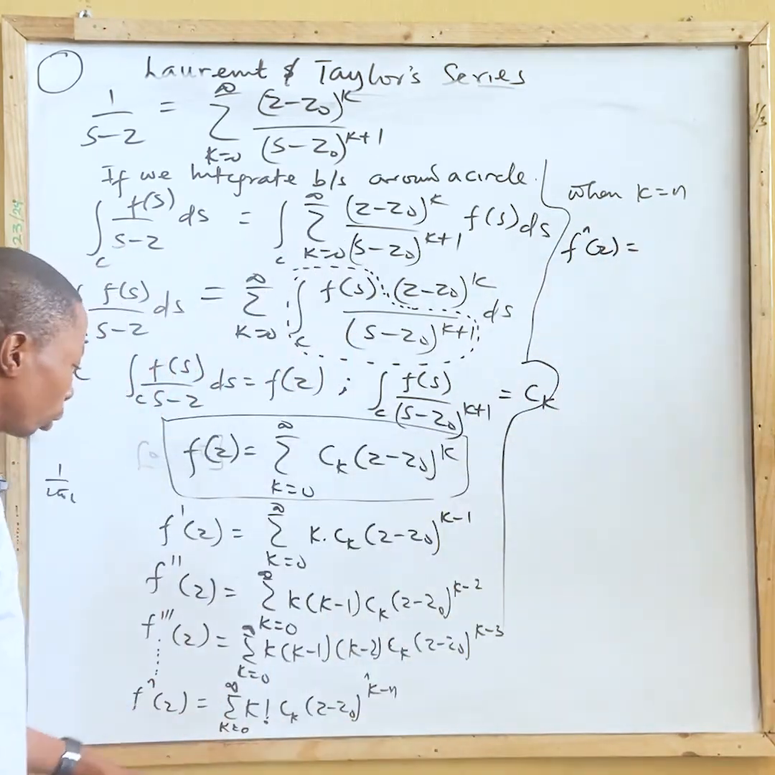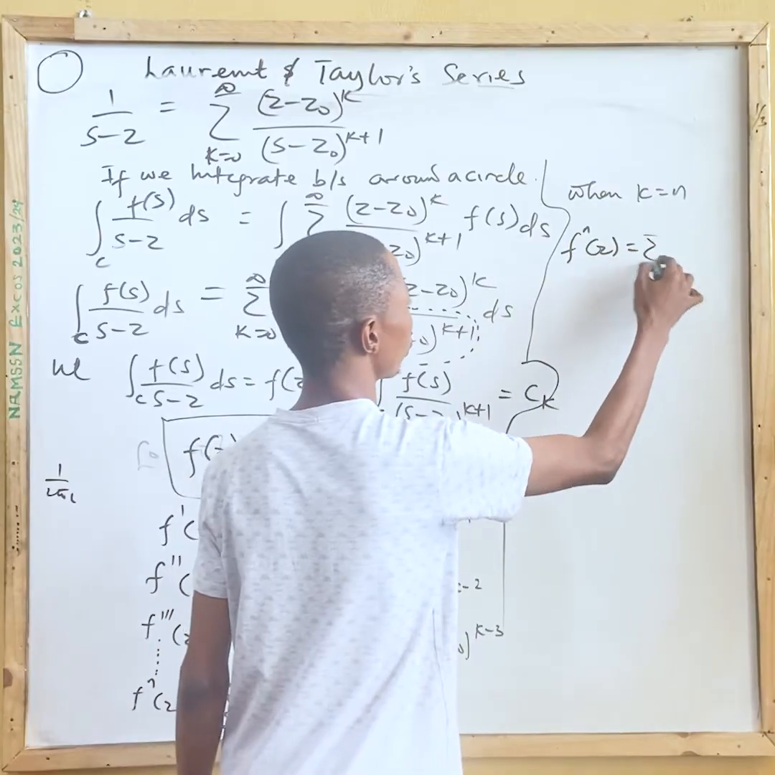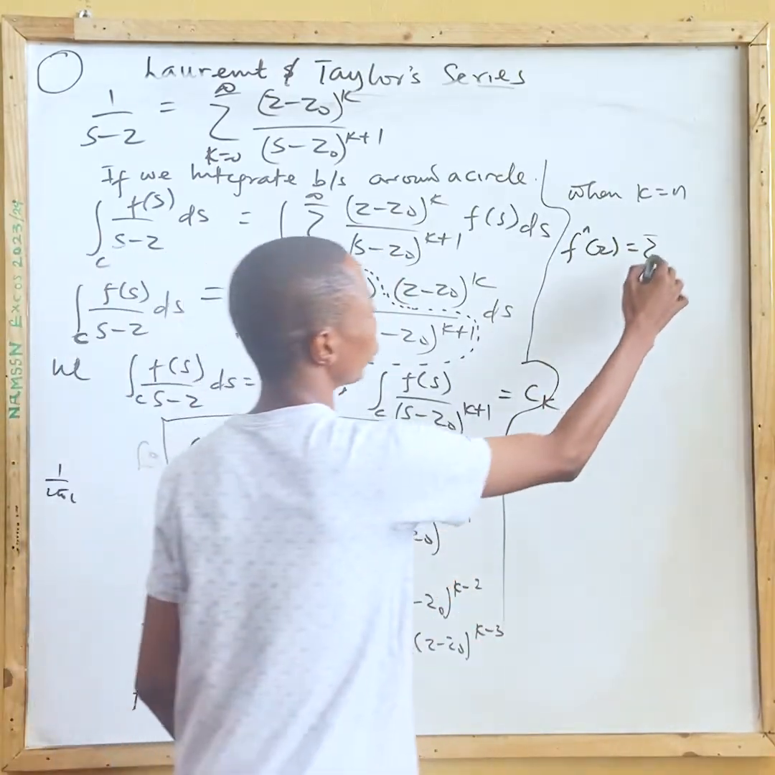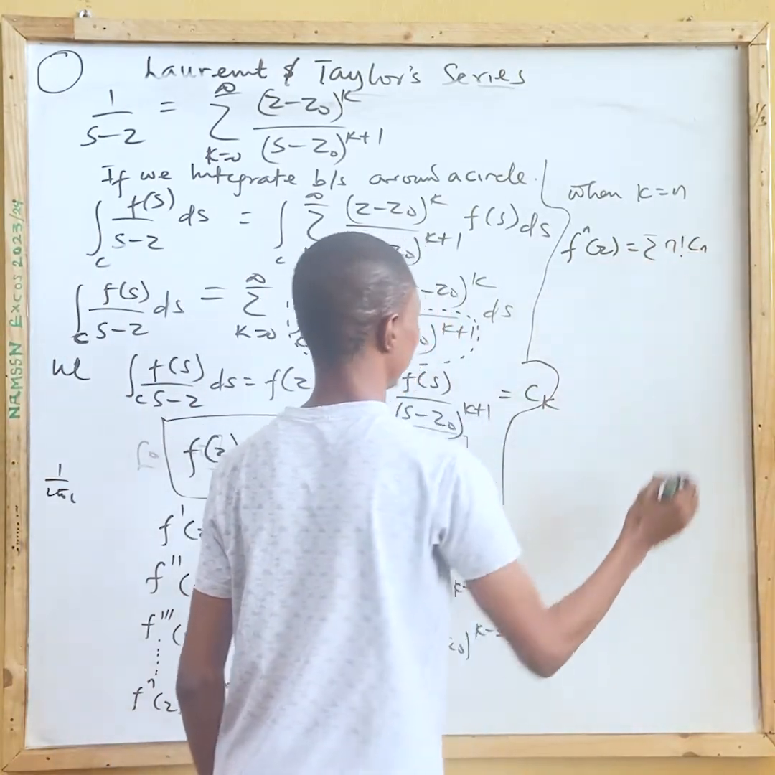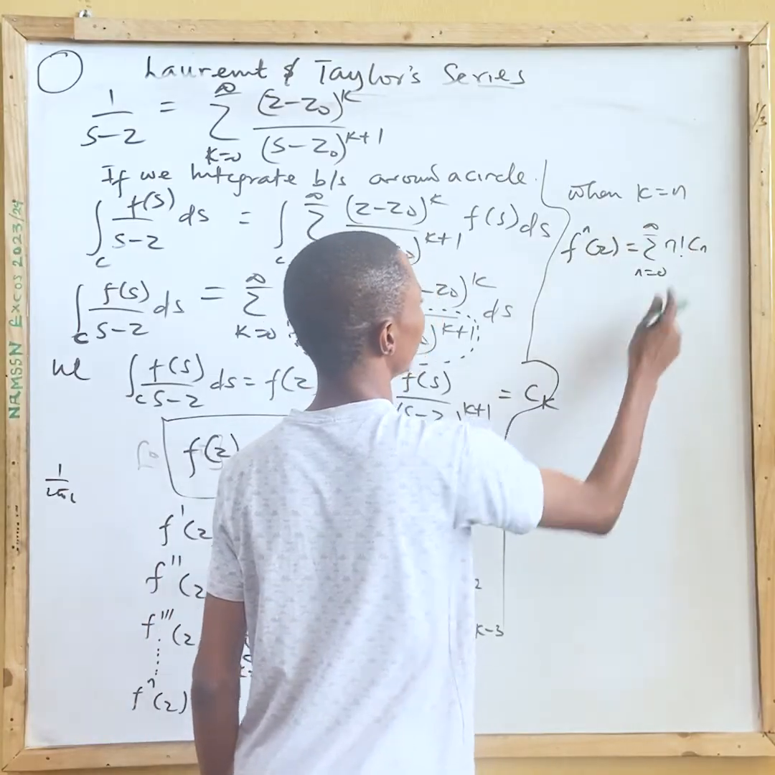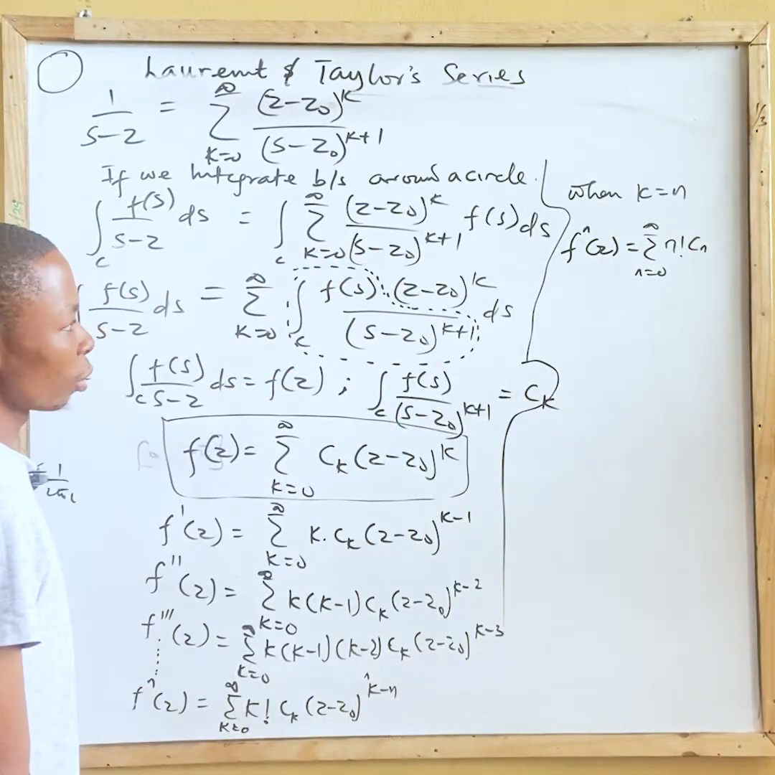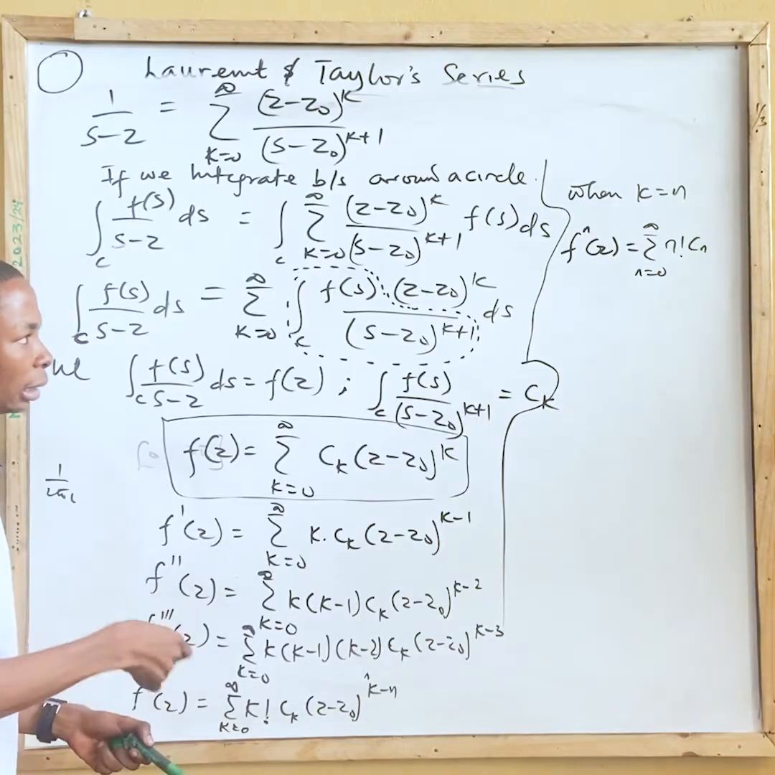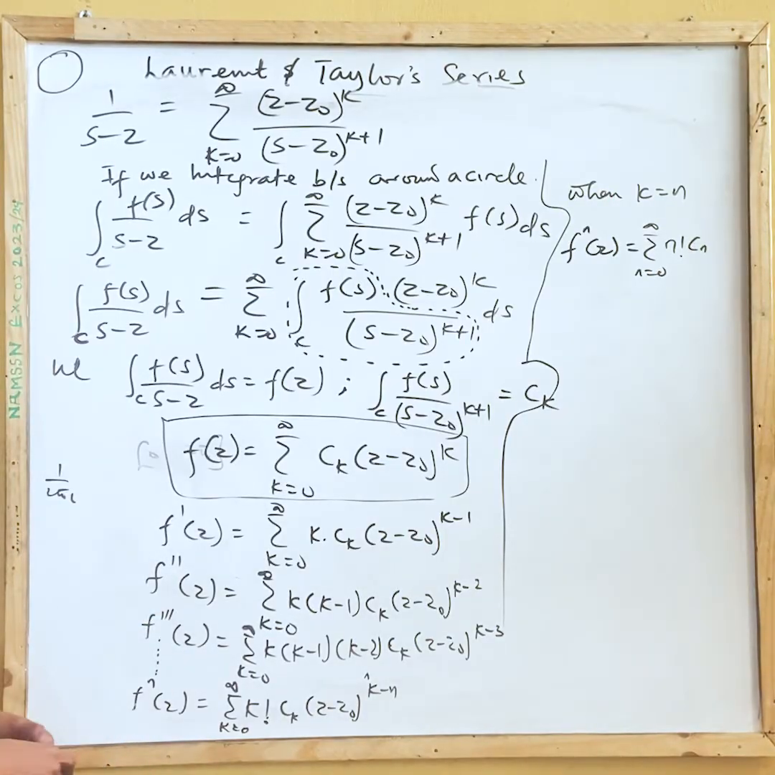It will now be the summation, this will be n factorial c_n, n starts from 0 to infinity. And what is the meaning of n factorial? Summation of n factorial. That's n, n minus 1, n minus 2, n minus 3.